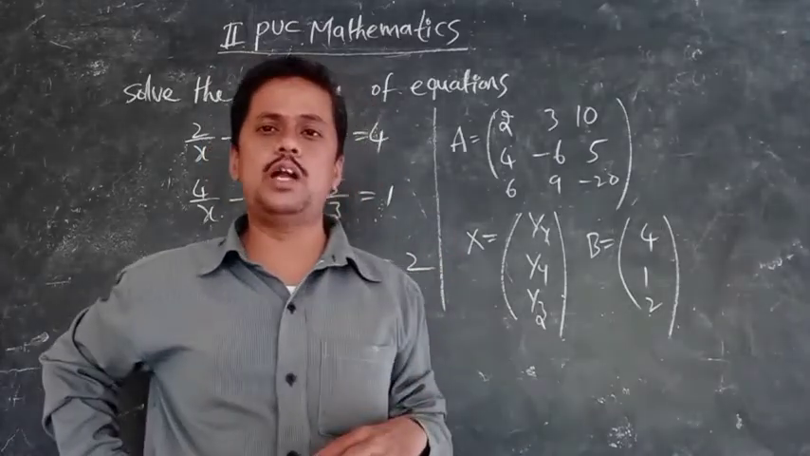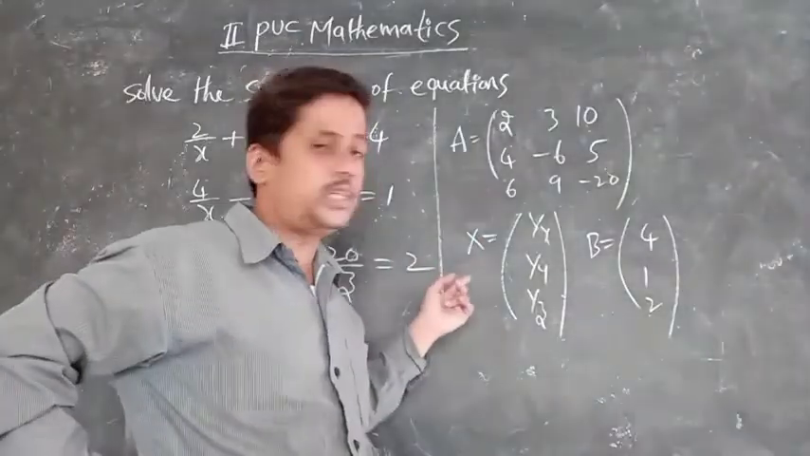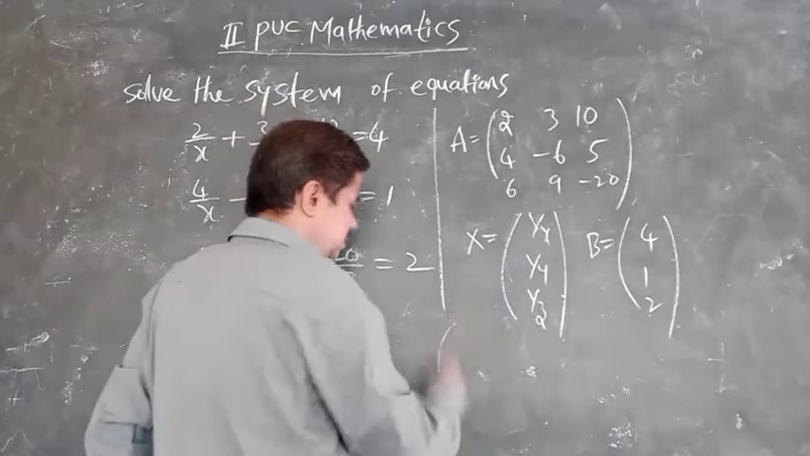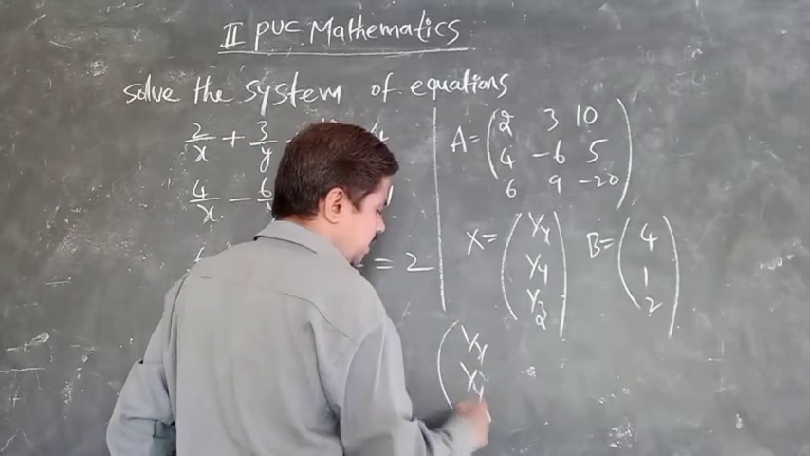X is equal to what? A inverse B. Substitute A inverse and B. B is this one. Here X is what? 1/x, 1/y, 1/z.